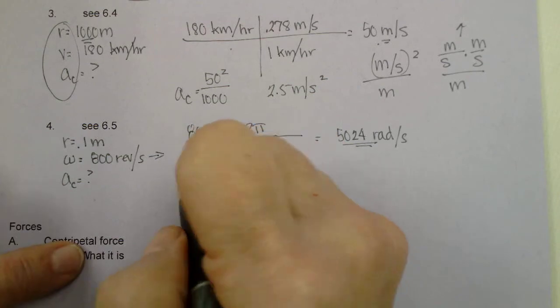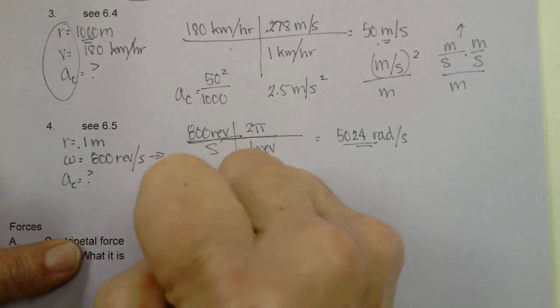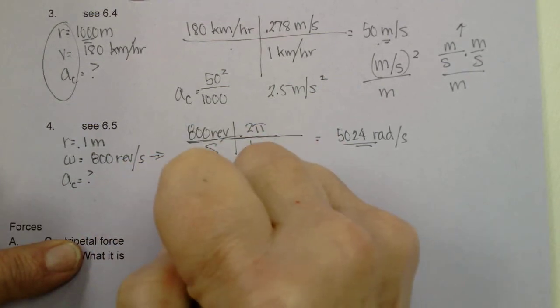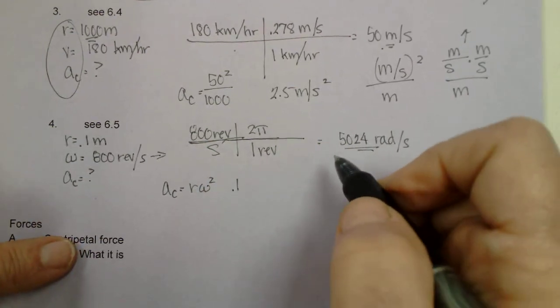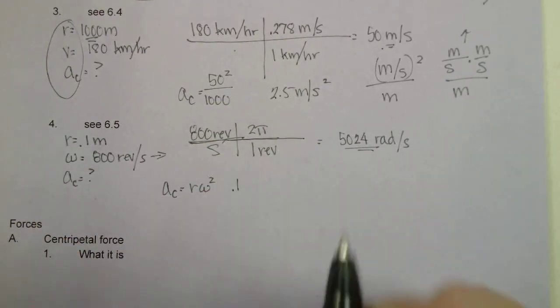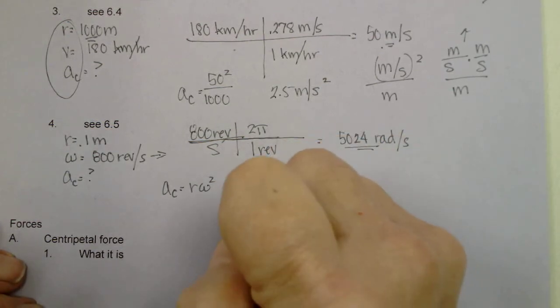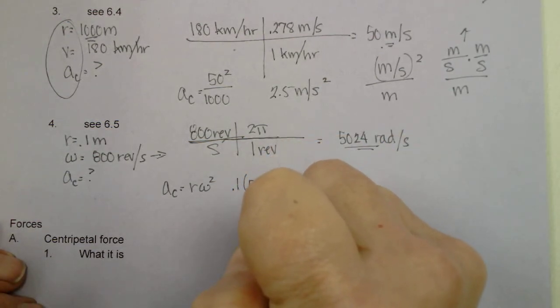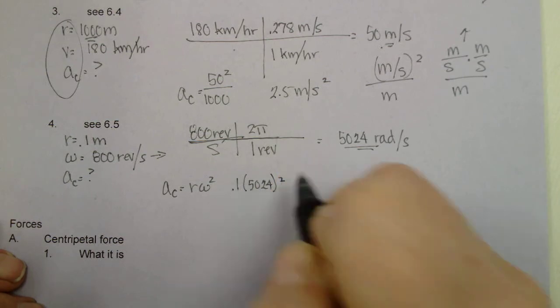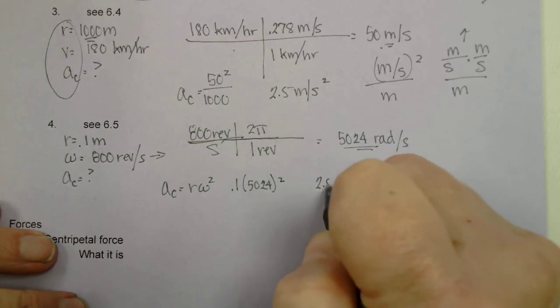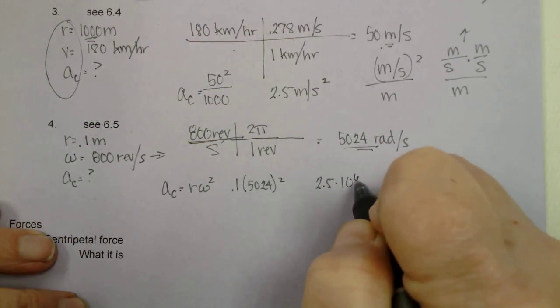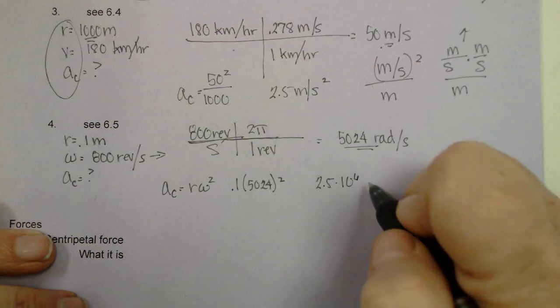A sub c is equal to r omega squared. R is 0.1. Remember that it is just the omega that is squared. There's no parentheses around it. It's just the omega. So it's going to be times 5,024 squared. I'm expecting it to be a little big. 2.5 times 10 to the 6th meters per second squared.